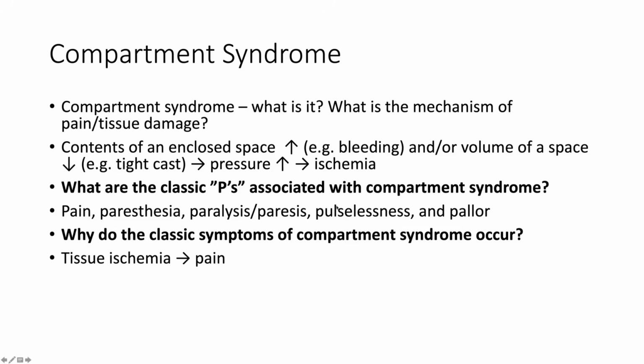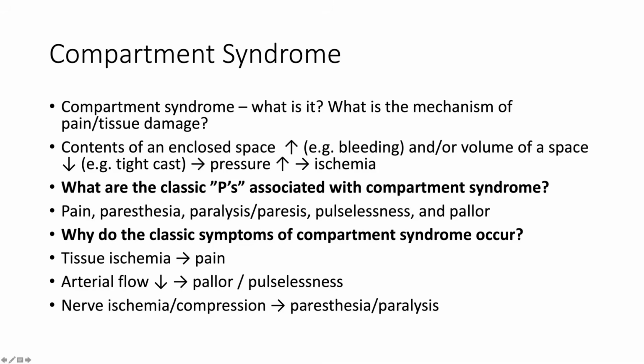Yeah, exactly. So tissue ischemia can give you pain. Nerve ischemia could also give you pain. Decreased arterial flow can give you pallor and pulselessness. Nerve ischemia and compression will give you the paresthesia or paralysis.